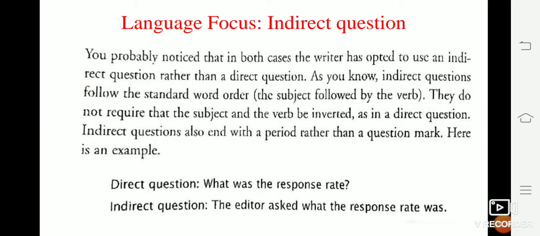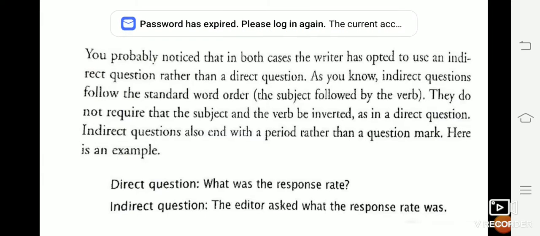Here is an example. Look at the right question. What was the response rate? But in the right question, the editor asked what the response rate was. So in the right question, you don't use a question mark. You use a full stop or a period, everyone. Period means full stop, okay? No question mark. So this is the difference. In a direct question, you use a question mark, but if you convert it into an indirect question, you just use a full stop, okay?